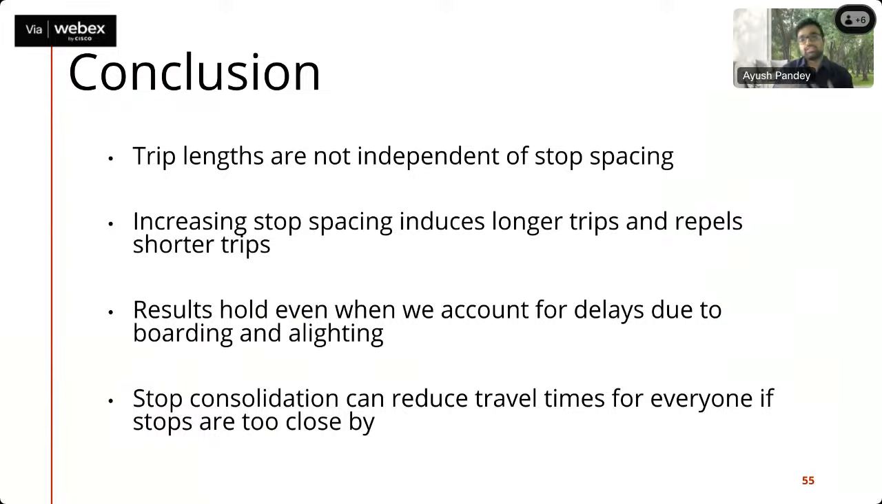And then finally, in conclusion, just to recap, we show theoretically that trip lengths are not independent of stop spacing. If you change your stop spacing, trip lengths are going to change. Increasing stop spacing is going to induce longer trips, and it is going to repel shorter trips. And even if you have more complicated models where the time lost on a stop depends on the number of people alighting and boarding, all of these results still hold. So these results are robust to those assumptions. And if your stops are too narrow, stop consolidation can reduce travel time for everyone in the system, no matter how short your trip is.